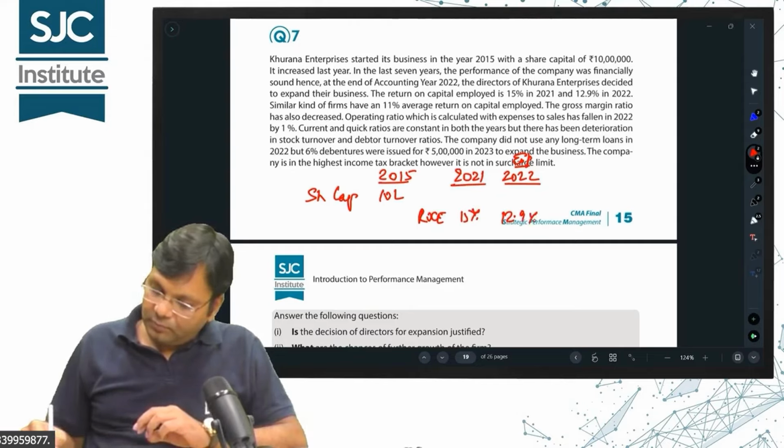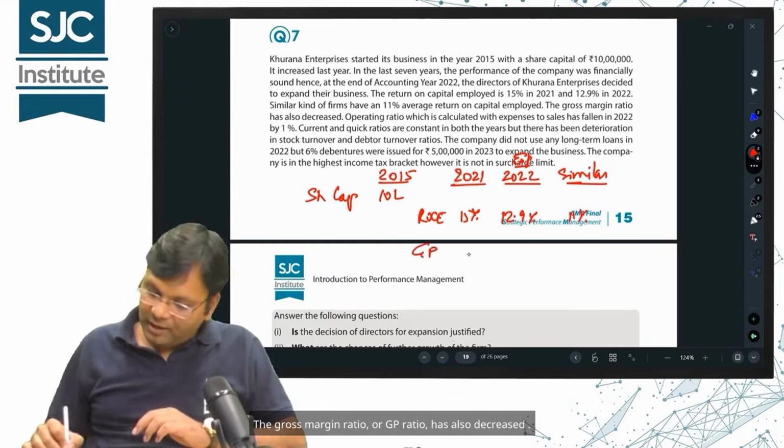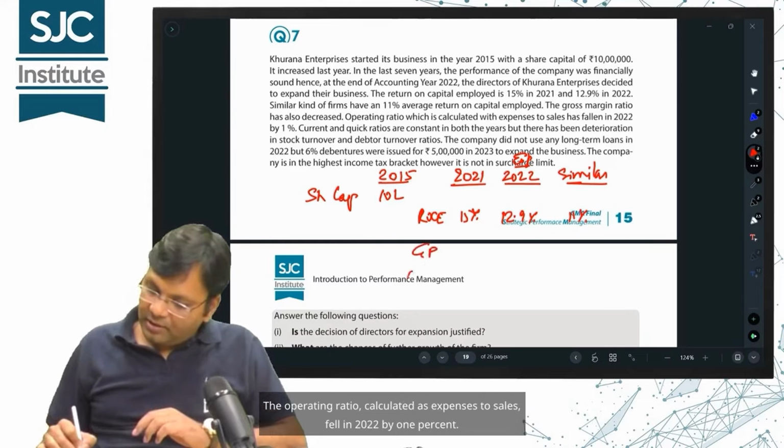Then, similar firms have an average of 11%. For similar firms outside, their figure is only 11, while ours is still higher. The gross margin ratio or GP ratio has also decreased. The operating ratio, calculated as expenses to sales, fell in 2022 by 1%. The operating ratio compared to this fell by 1%. So, it decreased by 1%. The GP also decreased, but by how much is not specified. The current and quick ratios are constant, the current ratio is the same, and the quick ratio is the same.